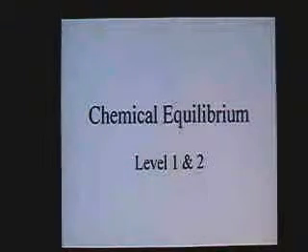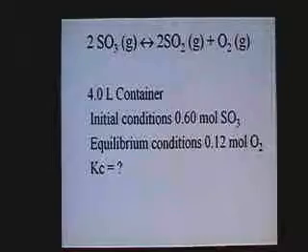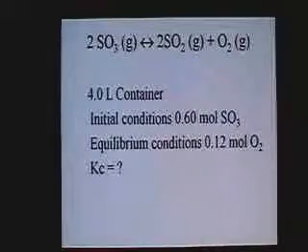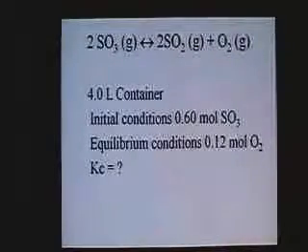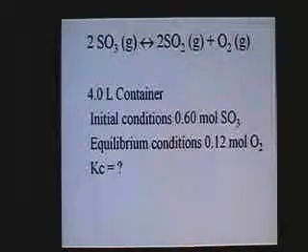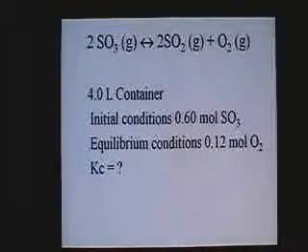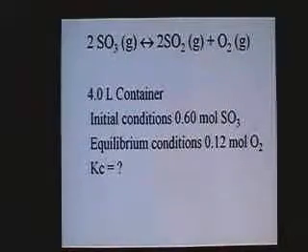Level 1 and Level 2 chemical equilibrium problems. In this particular problem, the decomposition of sulfur trioxide to give us the sulfur dioxide and the oxygen. They're giving us the size of the container, 4 liters. They're giving us one initial condition, that is for the reactant, the SO3, that we have 0.6 moles. And we're given one equilibrium condition when the rate of the forward equals rate of the reverse, and that is for the oxygen. And what they'd like us to calculate is the equilibrium constant Kc from the mass action expression.